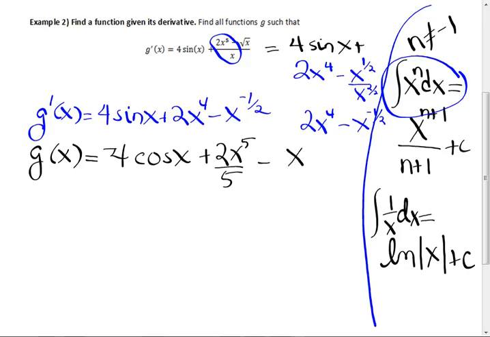We're going to go up 1 to the 1/2, divided by 1/2, which is the same as multiplying by 2. Dividing by a fraction is the same as multiplying by its reciprocal. Plus what? C. Done.